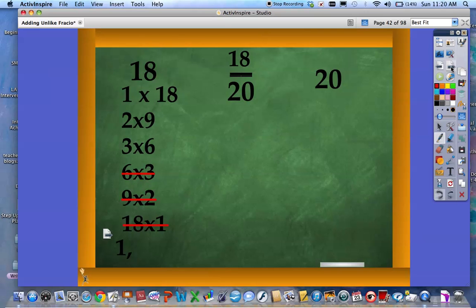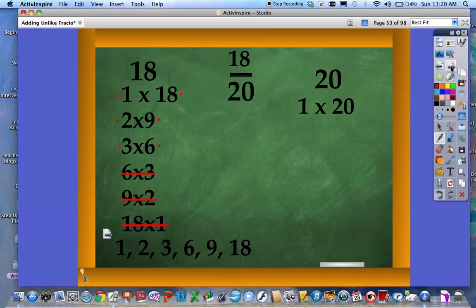Then I start listing my factors. 1, and remember to put that mark up there so that you know that you've brought all your factors down. 2, mark it. 3, mark it. 6, mark it, in ascending order from the smallest to the largest so that we have a system for doing it and we're not just jumping all over the place. 9, mark it, and 18, mark it. Okay, we finished 18, so we go over to 20.